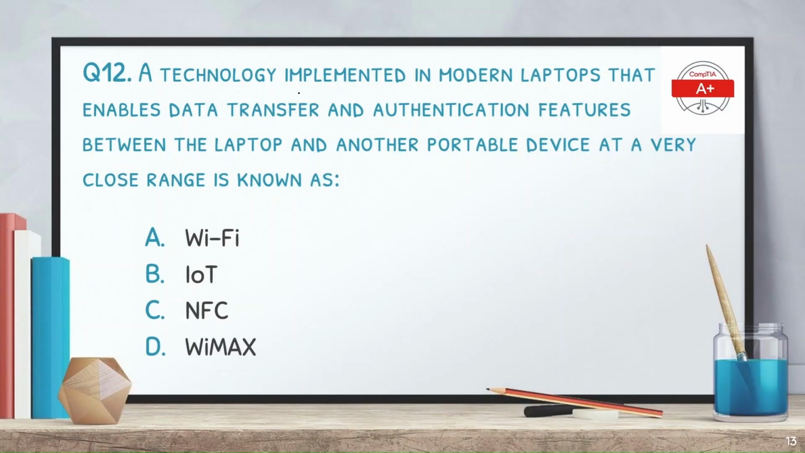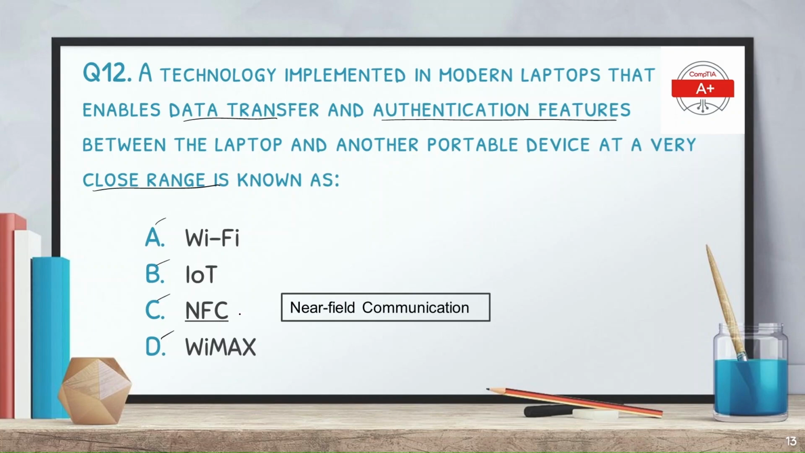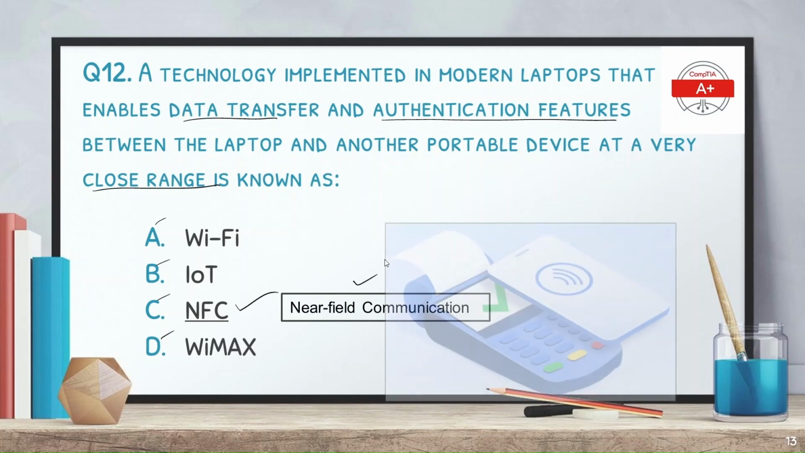Question number 12: a technology implemented in modern laptops that enables data transfer and authentication features between the laptop and another portable device at a very close range is known as, and the options are A, Wi-Fi, B, IoT or Internet of Things, C, NFC, and D, WiMAX. And the correct option is again the NFC, or near field communication.